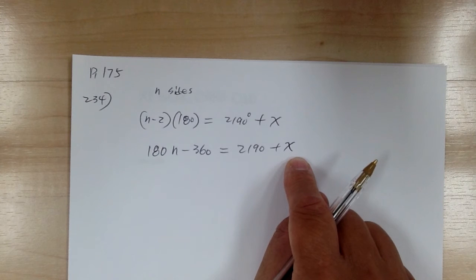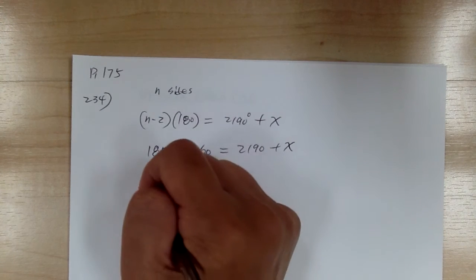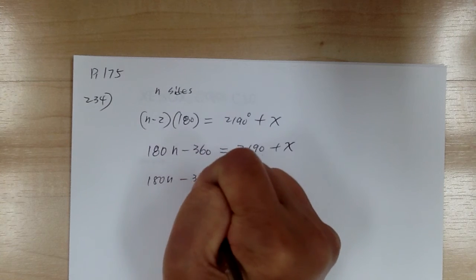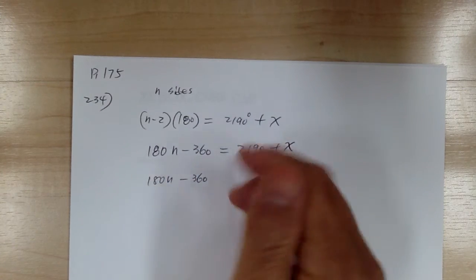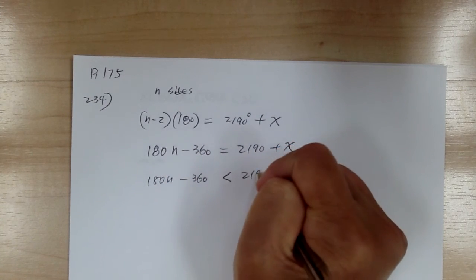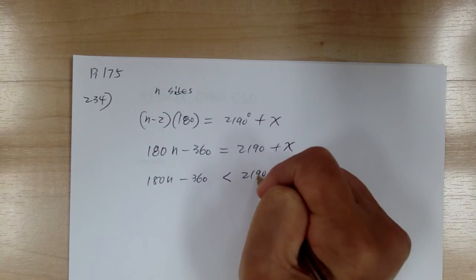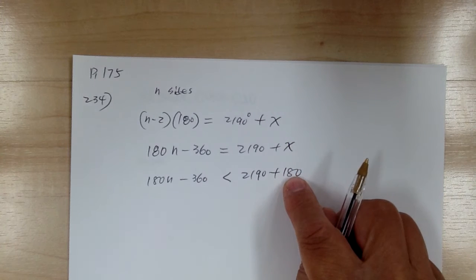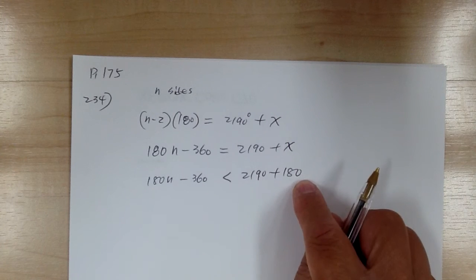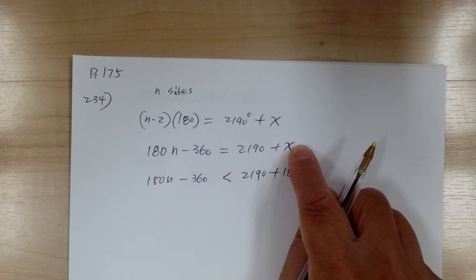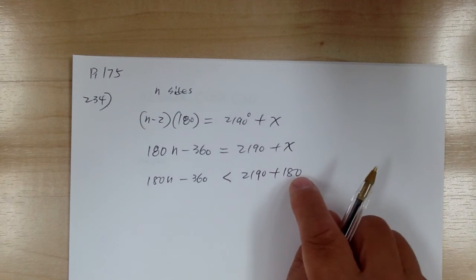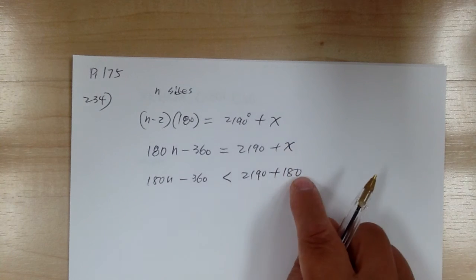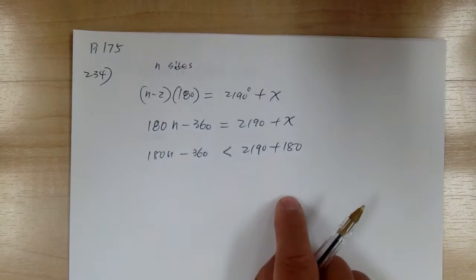Again, we don't know what x is, but we know that in any convex polygon the angle has to be less than 180. 180 is your max. So the sum has to be less than 2190 plus 180, because the maximum that x can have is 180. It has to be less than 180, so you can go up to 179.99999, but it has to be less than 180. So if you make this 180, this would be less than that.